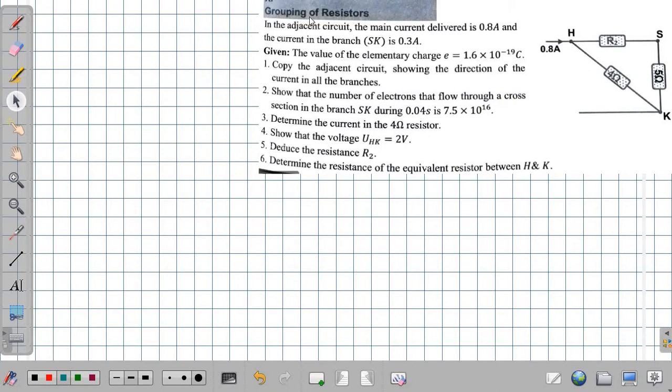Okay, grouping of resistors. In the adjacent circuit, the main current delivered is 0.8 ampere and the current in the branch SK is 0.3 ampere. So let's write the main current. Let's denote it as I is equal 0.8 ampere. And the branch SK, let's say it's I1 is equal 0.3 ampere.